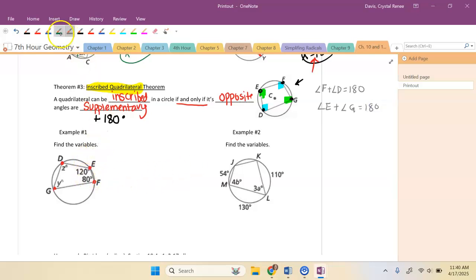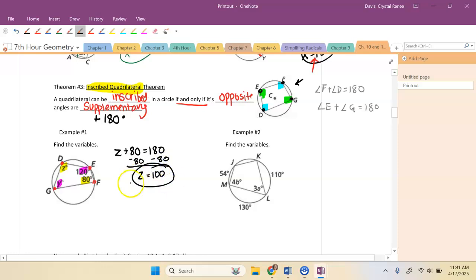So if I look at example 1, angle D and angle F would be opposite, angle E and angle G would be opposite. So opposite angles are supplementary, meaning that z plus 80 has to equal 180. So minus 80. Z then has to be 100. And then same is true for y and 120. Subtract 120 from both sides. I get y is 60.